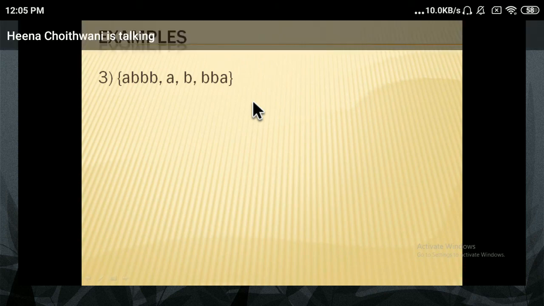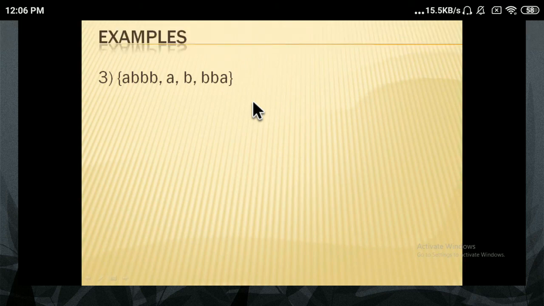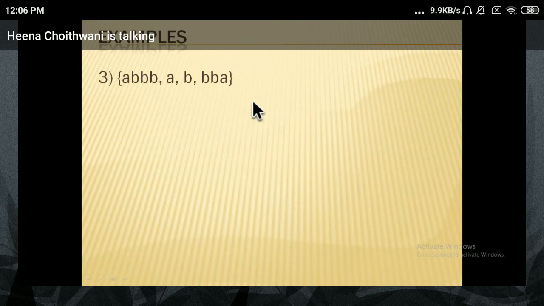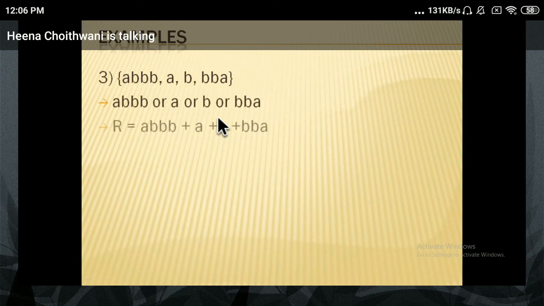To convert this language into the regular expression, you can use either concatenation or union. I'll be using union here. It's up to you, you can use concatenation also. Since we have four symbols, A, triple B, A, B, and double B, A, I'll be taking anything out of these symbols in my regular expression. So that will become the union of this. My expression is A triple B plus A plus B plus BBA.